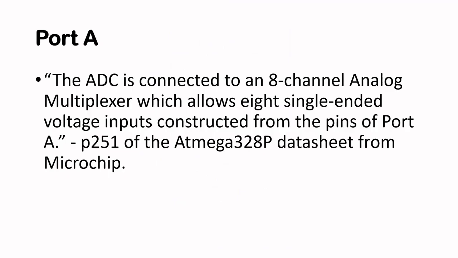Let's move on. Extracted from page 251 of the ATmega328P data sheet from Microchip. And it reads, the ADC is connected to an 8-channel analog multiplexer, which allows 8 single-ended voltage inputs constructed from the pins of port A. So we can deduce that port A is actually used by the ADC.